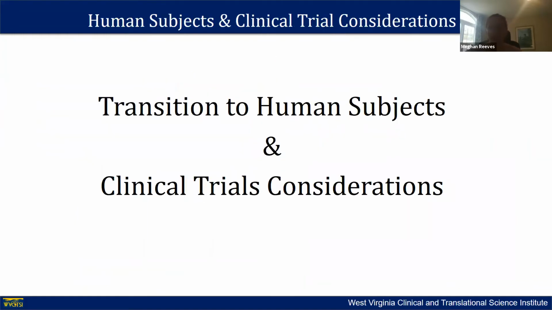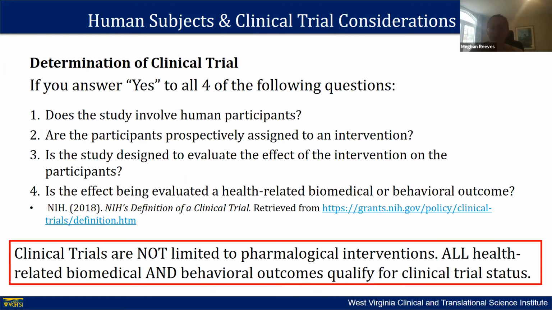So we're going to transition now to talk about human subjects and clinical trials considerations. So happy to do that. The first thing you want to think about when you're thinking about your human subject study is whether it qualifies for a clinical trial or not. A couple years ago, the NIH expanded and clarified their definition of a clinical trial, and they have these 4 questions that help you determine whether it is a clinical trial or not.